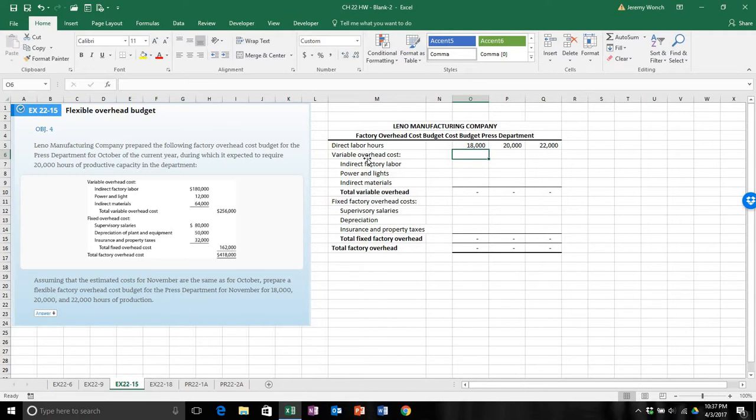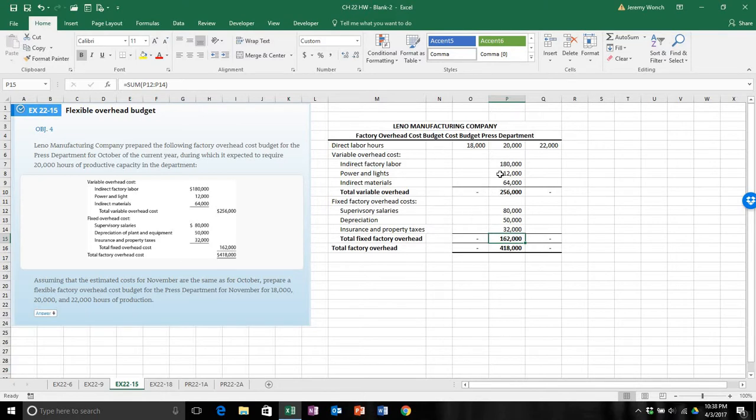For the variable and fixed cost, it gives us our numbers based on 20,000 hours. So that's $180,000 for indirect factory labor, $12,000 for power and light, and $64,000 for indirect materials. It also gives us the fixed cost of $80,000 for salaries, $50,000 for depreciation, and $32,000 for insurance. So that part's nice and easy.